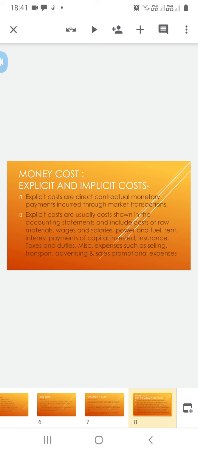Money cost. Explicit costs are direct contractual monetary payments incurred through market transactions. Explicit costs are usually costs shown in the accounting statement and include cost of raw material, wages and salaries, power and fuel, rent, interest, payment of capital invested, insurance, taxes and duties, transport charges. These are the money costs.